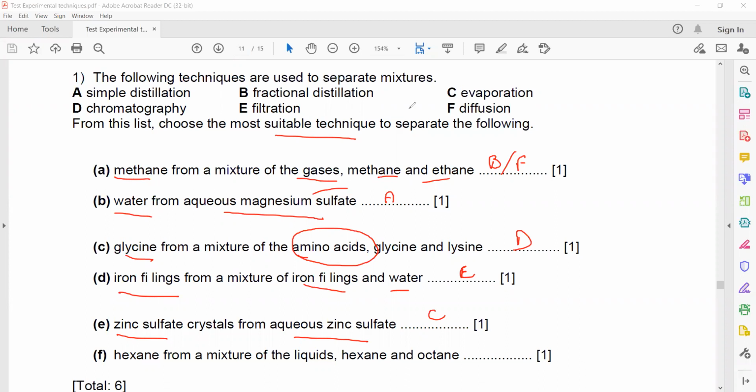Yes, you can use a technique once or more than once. Hexane from a mixture of liquids, like two or more liquids are there. Miscible liquids, hexane, octane, from the name you can identify similar names, so they are miscible. So what technique can you use? You can use fractional distillation. That's why B will be the right answer. So you don't have to write the name of the technique, you have to select the letter which represents the technique and just write that letter.